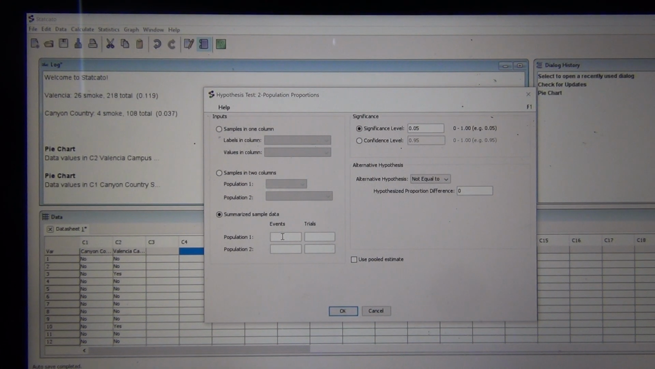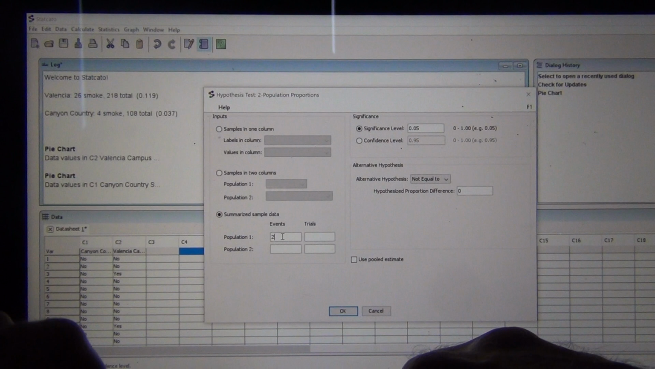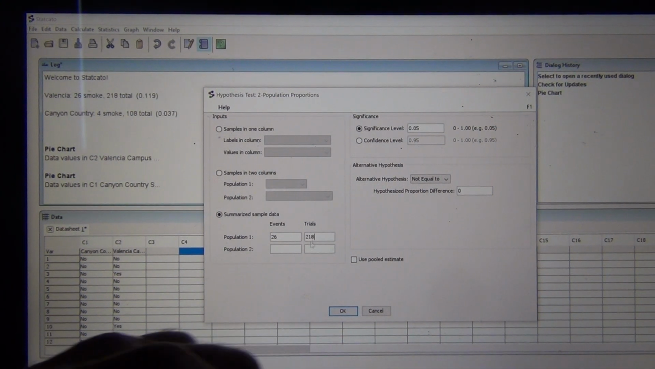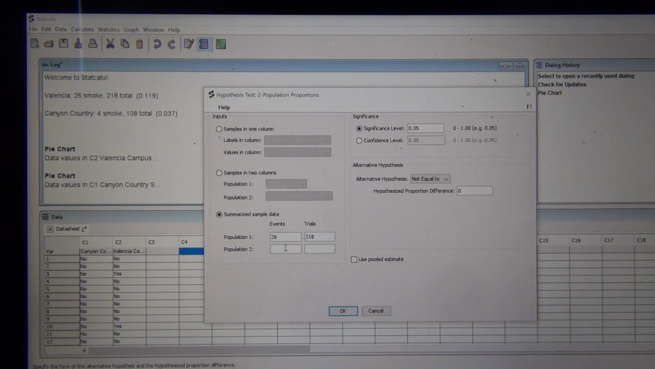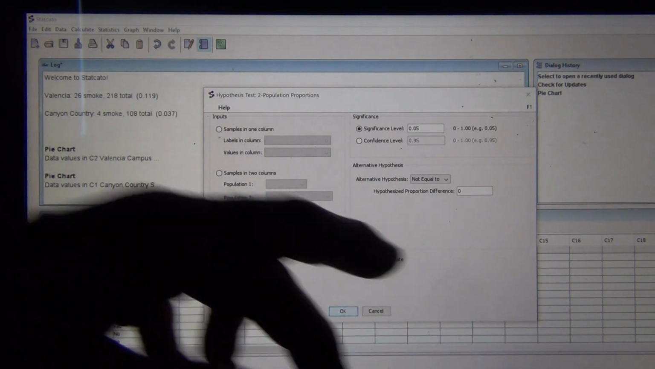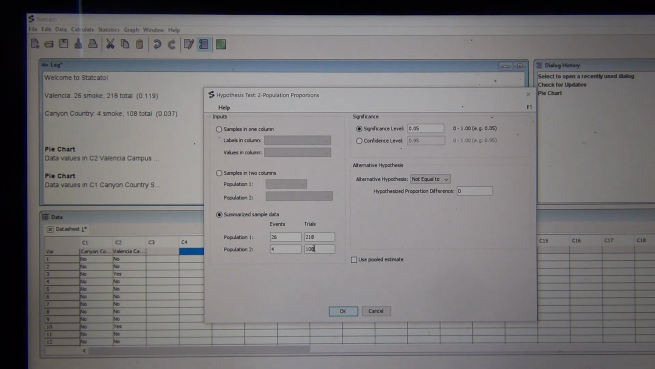Valencia's count, the number of events, is the number of successes. The number of trials is the total, so 26 out of 218. Then population 2 is Canyon Country, and we said 4 smoke out of a total of 108. I'm going to put those in. Okay, looks good. Right down here, it says the null and alternative hypothesis, and what significance level do you want to use? 5% is the usual, but you could use a different one. I'm going to leave it at 5%.